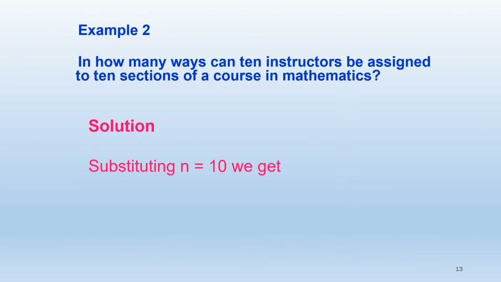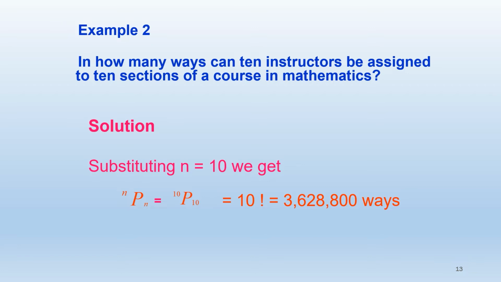Okay, example 2. In how many ways can 10 instructors be assigned to 10 sections of a course in mathematics? So, berapa cara untuk kita susun 10 instructor yang kita assign kepada 10 section dalam mathematics. So, substituting n is 10, we get nPn. Maksudnya, ada 10 instructor dan kita hendak susun dia kepada 10 section.